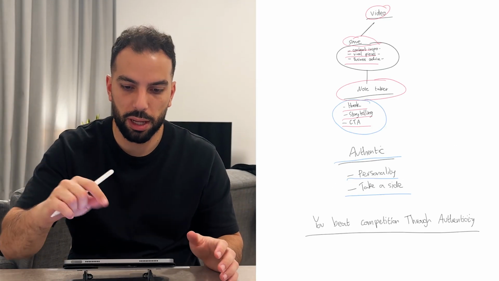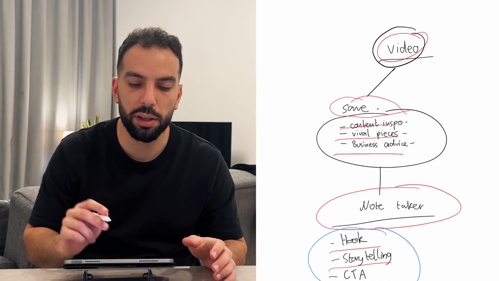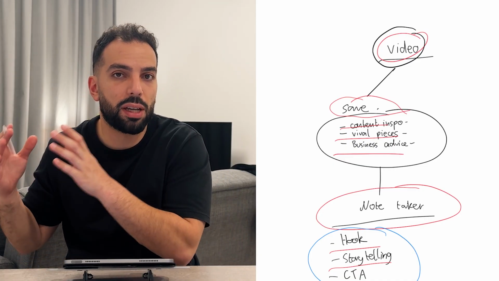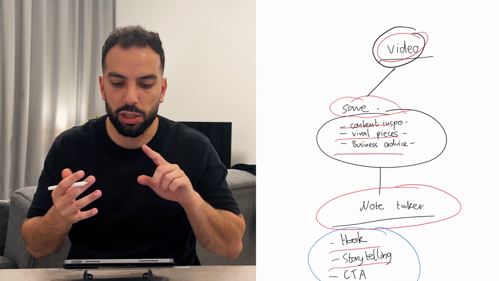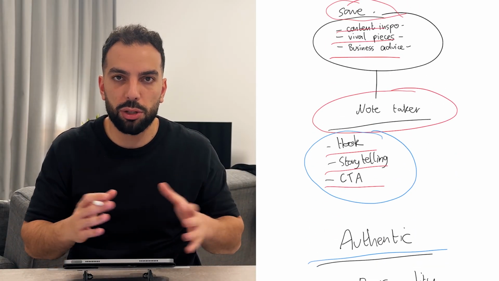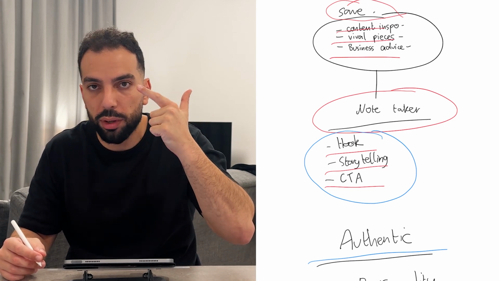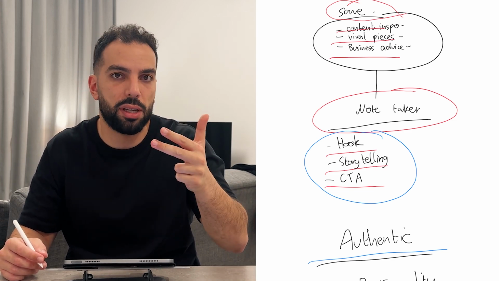So to bring this all together, let's go through it. You're going to see a video on social media, you're going to save it and then save it to the relevant collection, whether it's content inspiration, viral pieces, business advice. From there, you're going to go to your laptop, to your note taker of choice, and you're going to break down what the hook was, what was the storytelling structure, and what's the CTA.